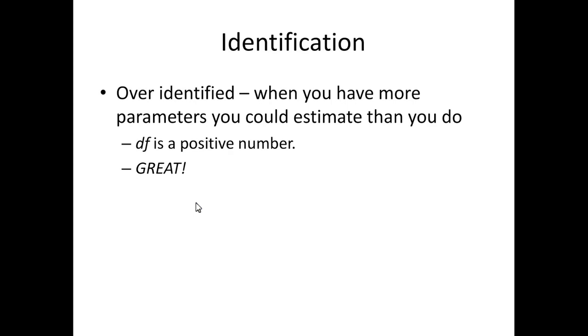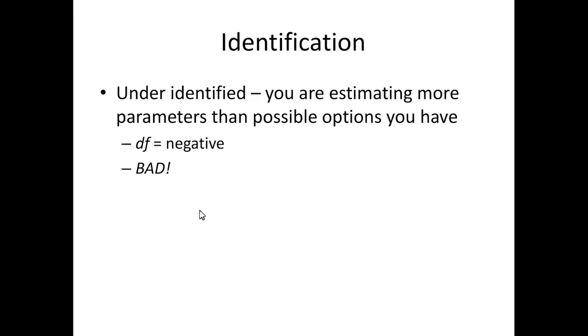Over-identified models are good for you. That's when you have more possible parameters that you could estimate than you actually do estimate, so degrees of freedom is a positive number. The example I just gave you of the simple CFA is an over-identified model, so it's a positive number. That's good for you. An under-identified model is when you're trying to estimate more parameters than possible. Degrees of freedom is negative, and these models actually will not run because you don't have the room to calculate the numbers you're looking for. And so you always have to have more possible parameters than estimated.